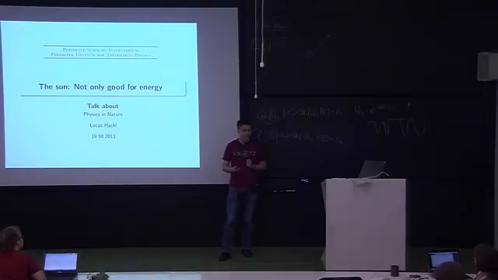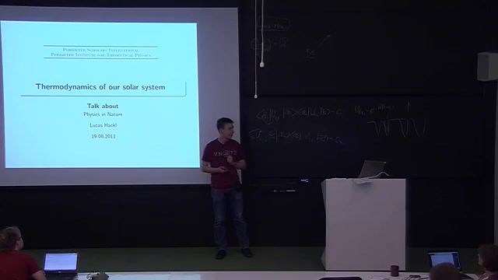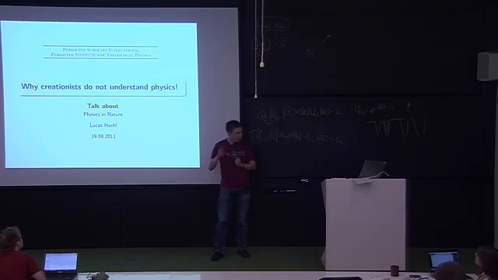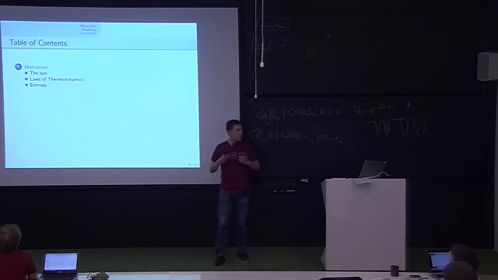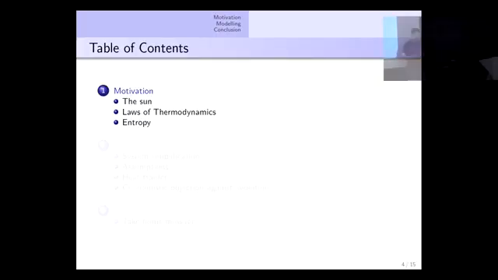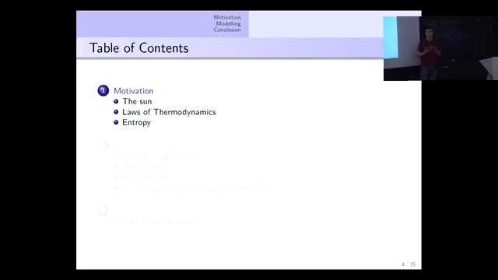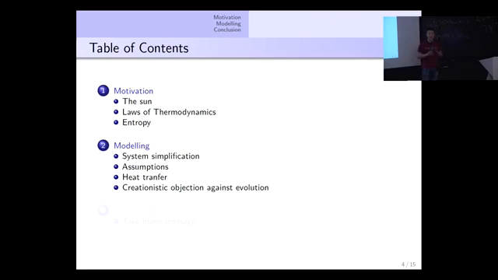Yeah, but actually, I thought about other titles for my presentation, for example, thermodynamics of the solar system, or why creationists do not understand physics. So I want to give a short overview of my outline after the motivation. What's the problem of the sun, or what can we model there? The modeling itself: how can we look at a solar system consisting of the sun and the Earth only? That's a simplification. And at the end, a short conclusion.